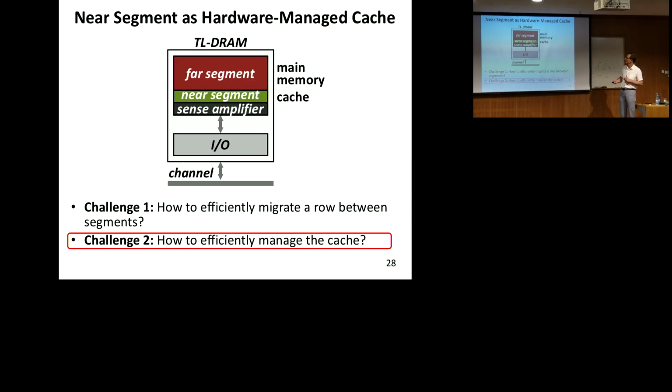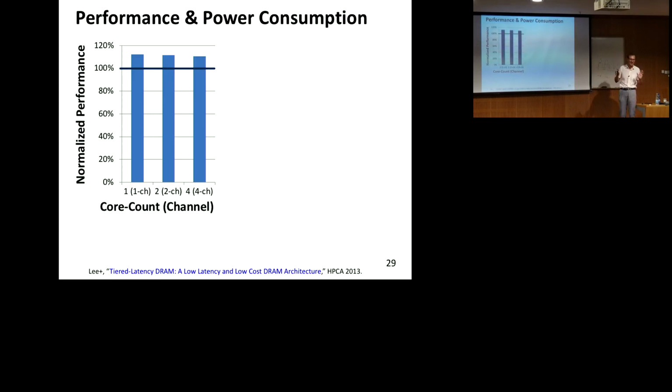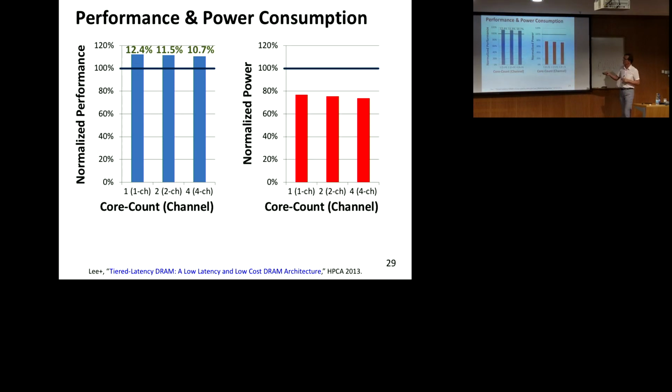OK. So the second challenge is, how do you efficiently manage the cache? I'm not going to go through all of the cache management literature, but we've done the simplest thing, which is an LRU cache, which is really not the best way of using the substrate. But even that improves performance. This is across, I believe, 80 workloads or so. And there's no special management that we employ. Whenever we touch a row in the far segment, we bring it into the near segment. And even if you do that, you get reasonably high benefits, more than 10%. And if you actually do more intelligent management mechanisms, I believe you get more. And for the power consumption, again, with simple cache management mechanisms, this is memory power, is also significant. You get about 20% savings.